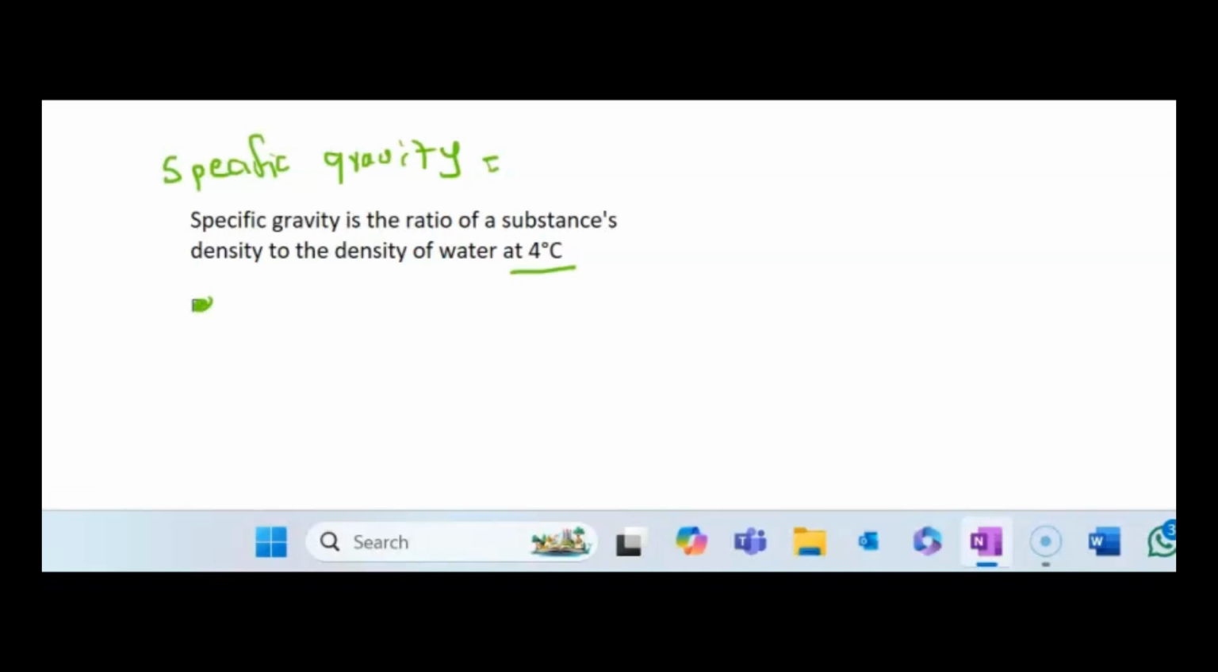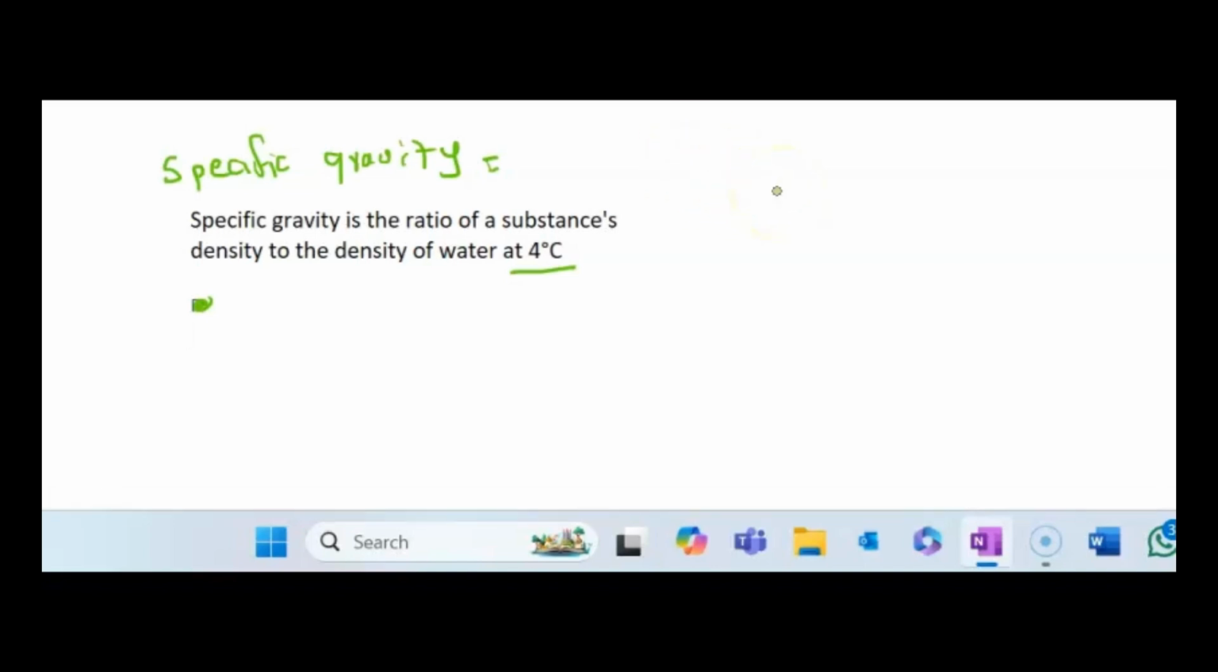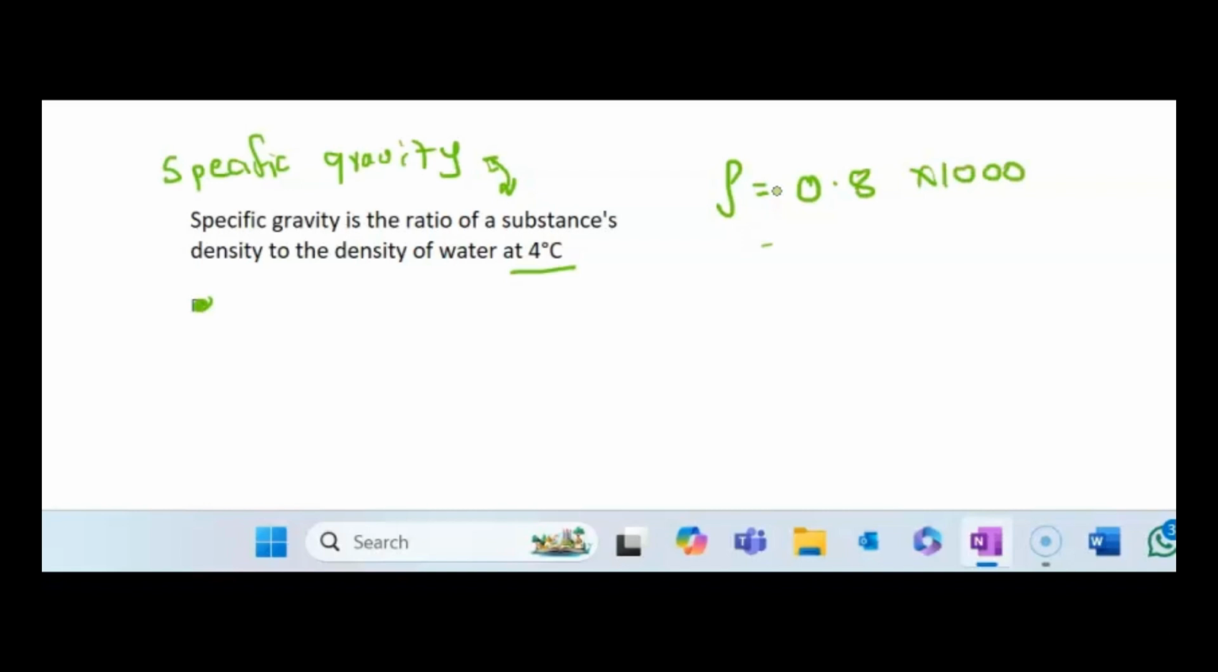On this basis, specific gravity is already given in the question. They have given 0.8 for the given substance. So according to this definition, the density rho of that substance will be 0.8 into 1000, where 1000 is the density of water at 4 degrees centigrade. So that will become 800 kg per meter cube. That is the density we are having.